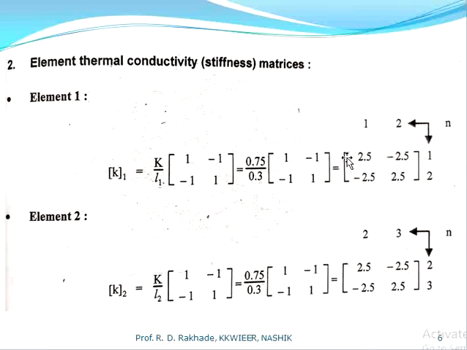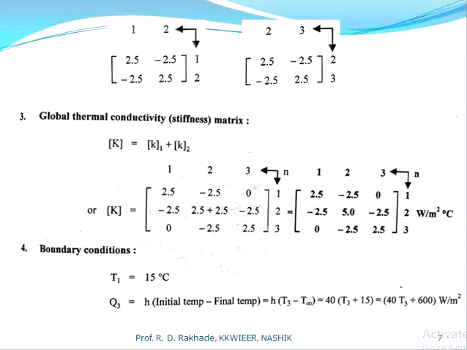So now we have two matrices, element 1 and element 2. So this is K1 and this is K2. After that, we will create the global thermal conductivity stiffness matrix. Just add the thermal conductivity matrix of element 1 and the thermal conductivity matrix of element 2.